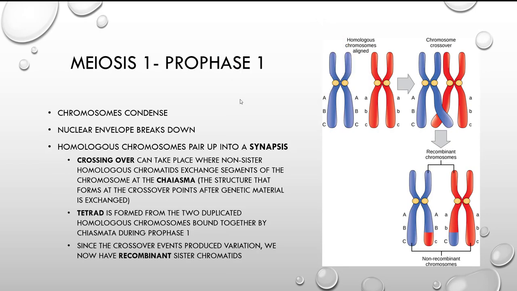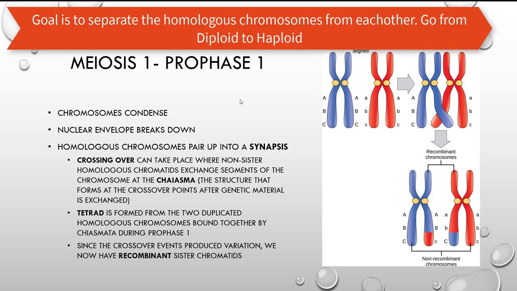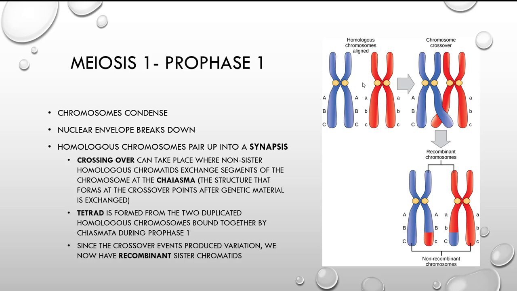Okay, so now we're going to get into meiosis part 1. Remember, the goal of meiosis part 1 is to go from diploid to haploid. So the goal is to basically take the homologous chromosomes and separate them from each other, so that each daughter cell has one copy of every chromosome instead of two copies. So prophase part 1 starts out very similarly to mitosis prophase.